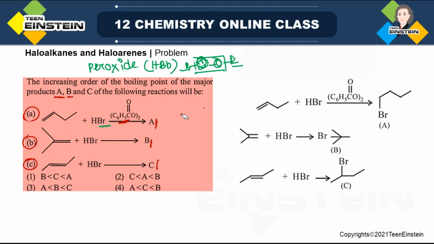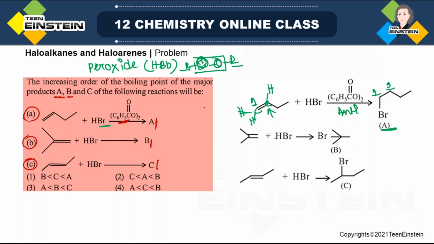So for the first reaction, as there is peroxide present, and among these two carbons, number 1 carbon contains two hydrogens and number 2 carbon contains only one hydrogen. According to Markovnikov, the number 2 carbon should be the carbon where Br is attached, but as it follows anti-Markovnikov, Br is attached to carbon 1, not 2. So this is the structure of A.